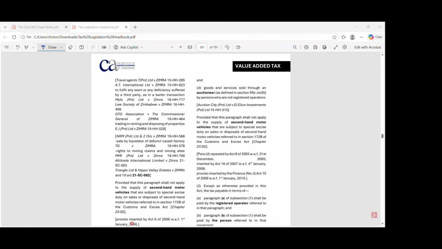What does it say, FNH? Section 7.8 says, for the purposes of this act, where any registered operator is carrying on a trade in Zimbabwe, transfers goods or provides any service to or for the purposes of his branch or main business, in respect of which paragraph 2 of the proviso to the definition of trade in section 2 is applicable, the registered operator shall be deemed to supply such goods or services in the course or furtherance of his trade. Is it making sense? Do you see how it's brought in now?